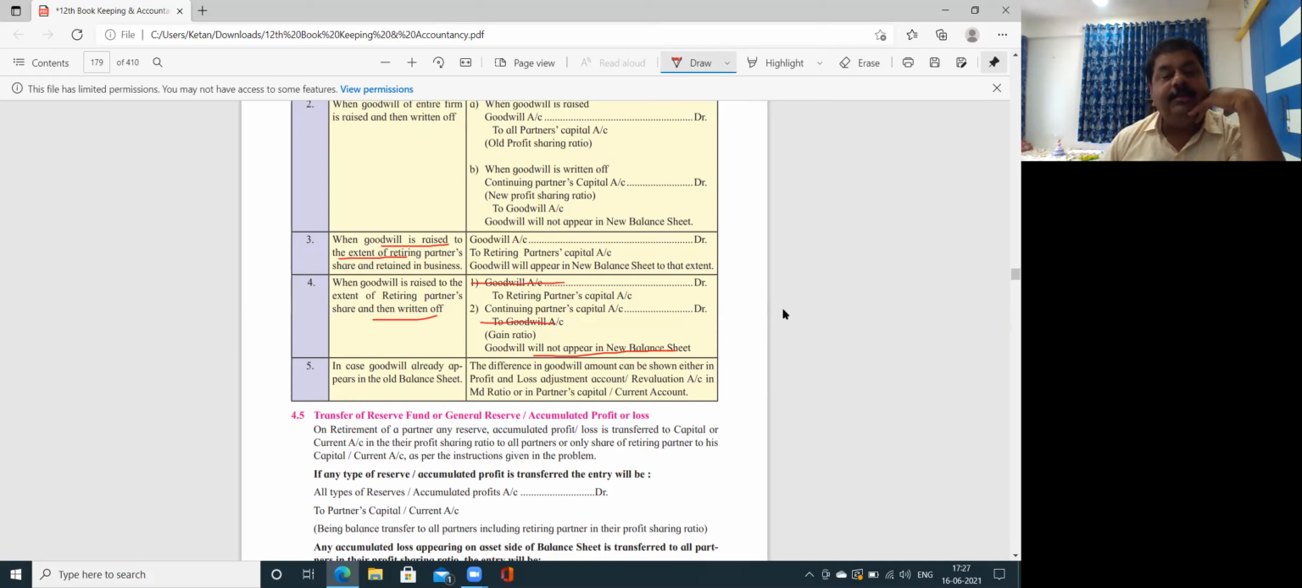Now look at the entry. Number 1 and 2 entry, I cancelled the debit of goodwill in number 1, and in number 2 I cancelled the credit of goodwill, it got cancelled. Now what is the entry containing partners capital account debit to retiring partners capital account? This entry is called adjusting the goodwill of retiring partner by remaining partners.